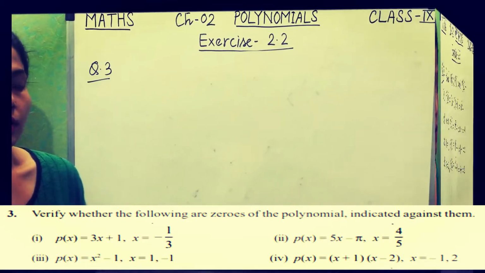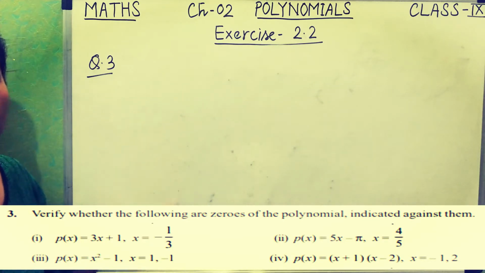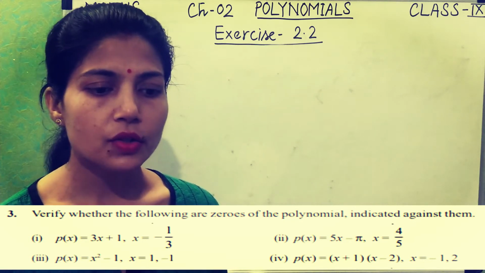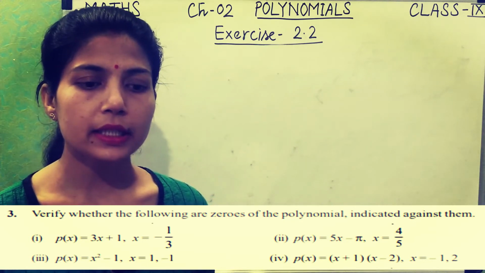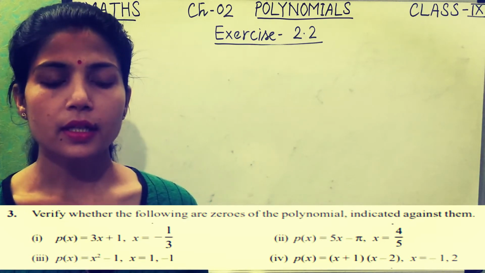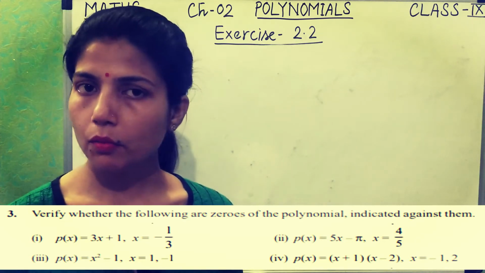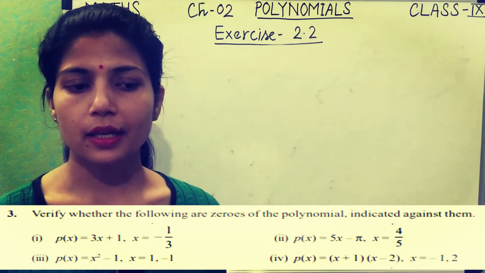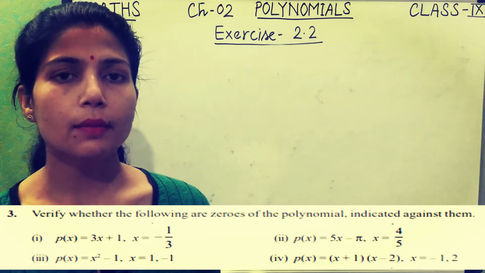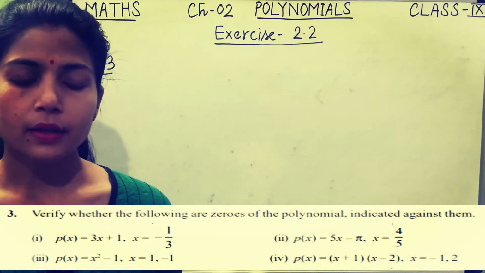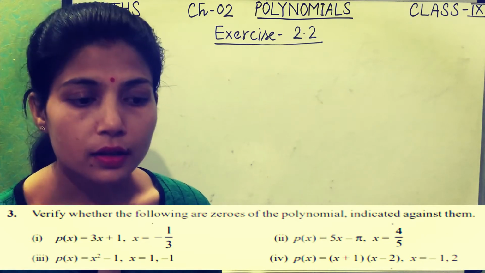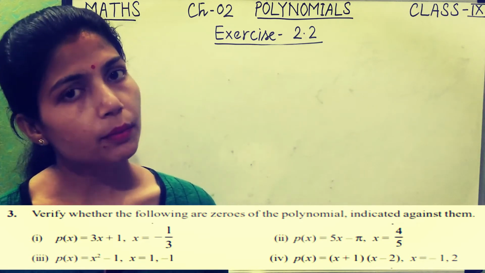So this was question number 3rd. What is it? Verify whether the following are zeros of the polynomial indicated against them. So here in this question you are given a polynomial and against them you are also given the zeros. Okay, so you have to just verify that the given zeros are actually the zeros of the given polynomial.